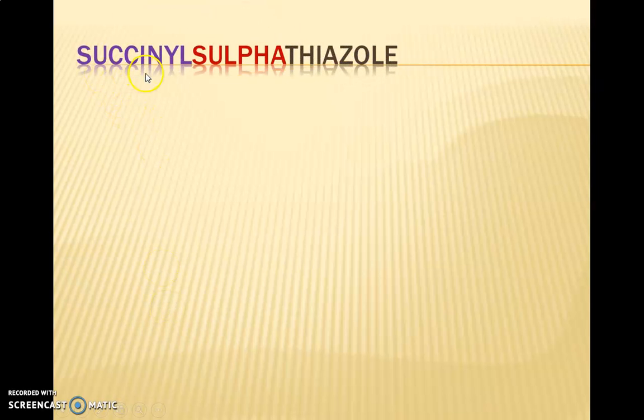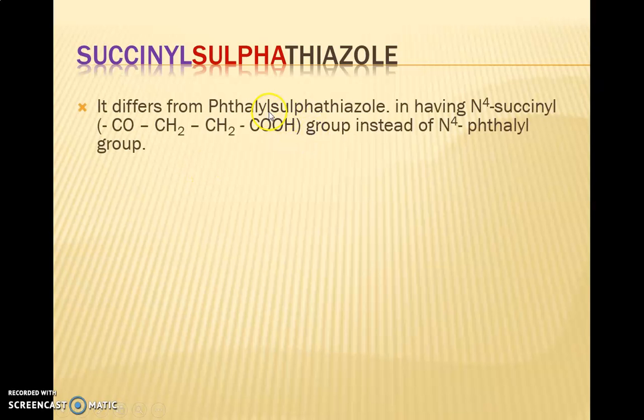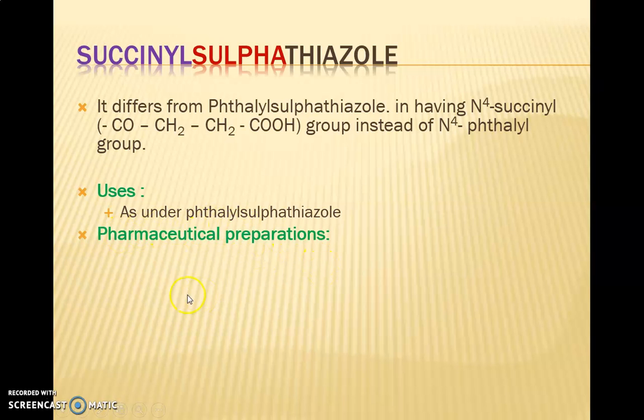So first amongst these is the succinylsulphathiazole. It differs from the thylylsulphathiazole in having an N4 succinyl group. So this is a succinyl group which will be present on the N4 instead of the thionyl group. If there is a thionyl group on N4, it's called thylylsulphathiazole. And if it has a succinyl group on the N4 of the general structure of sulfonamide, it will be succinylsulphathiazole. Next, as far as the uses are concerned, it's the same as that of the thylylsulphathiazole.